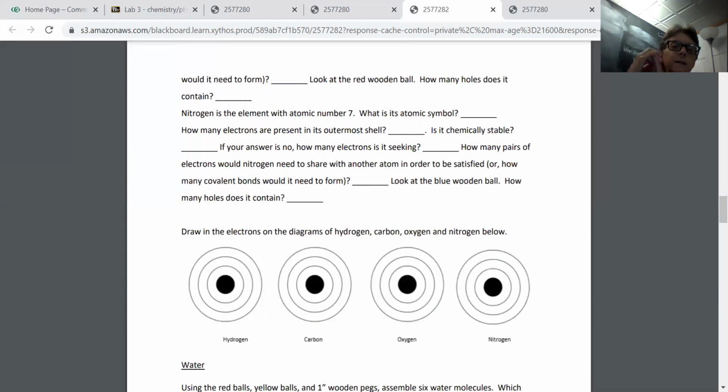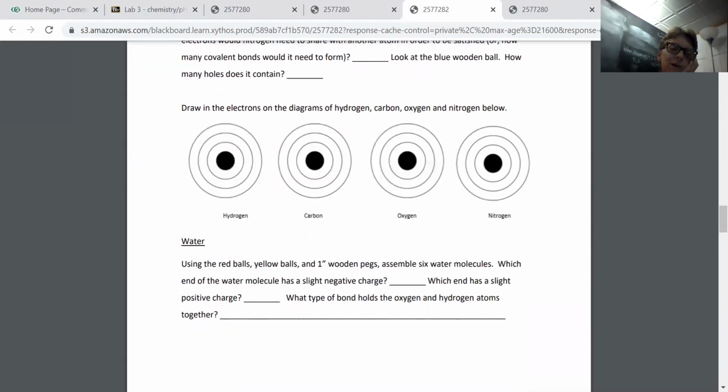And then lastly, if we look at nitrogen, atomic number 7, its symbol is N. How many electrons would be in the outermost shell? Well, again, we'll have 2 in the first. That's only going to leave 5 in that second shell. So it would need to gain 3 more electrons. So it could form 3 bonds. And if we look at that ball, we would see that there are 3 holes in it.